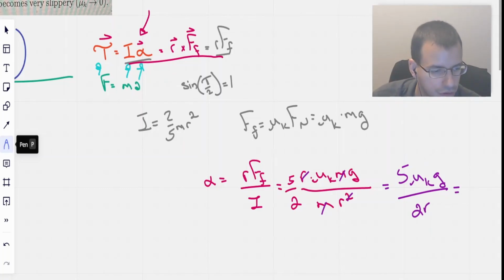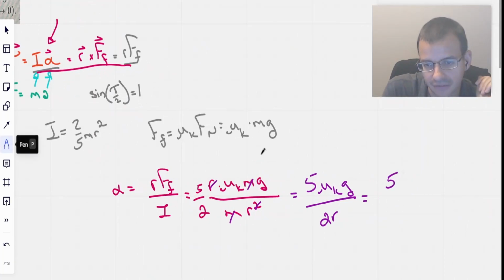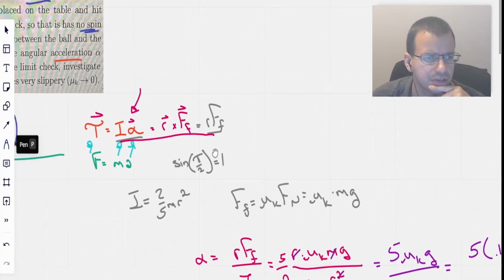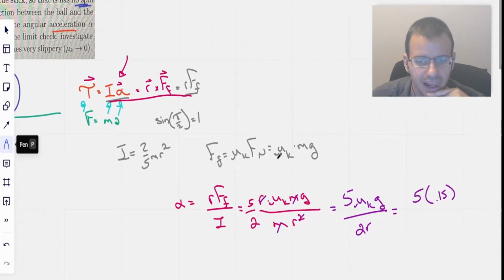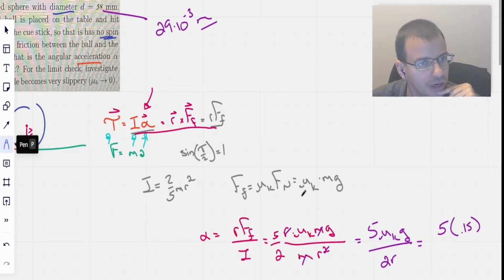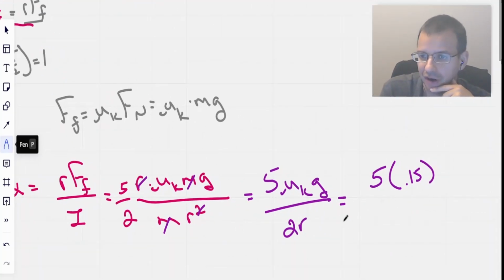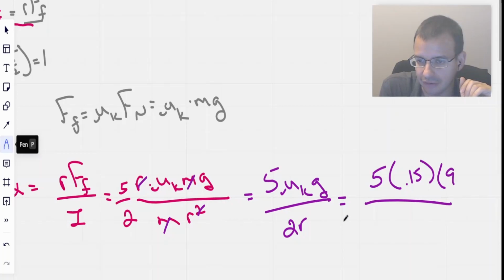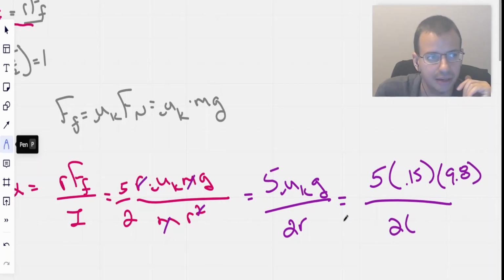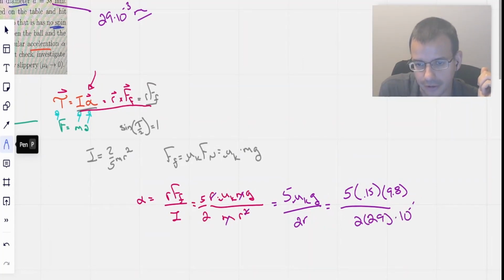From there, we go to Wolfram and calculate it out. This is going to be 5 times the coefficient of friction, which is 0.15. And the radius is going to be 29 times 10 to the negative third meters. We want it in meters, and we had to divide by 2 because they gave us a diameter and we wanted a radius, though I could have just called 2r the diameter. That's okay, I'm not that clever. So 2 times 29 times 10 to the negative third.